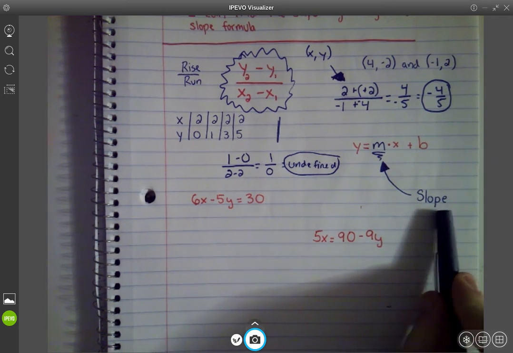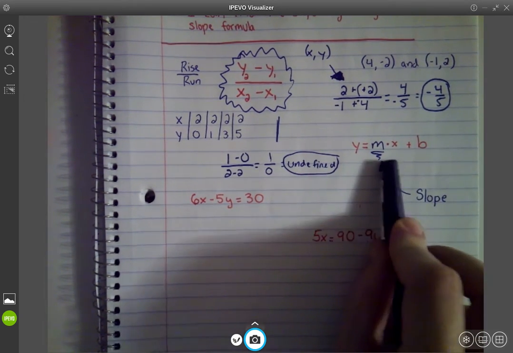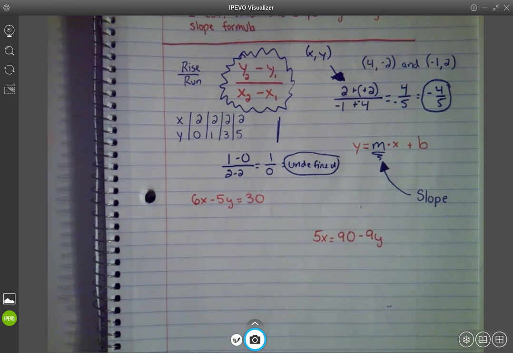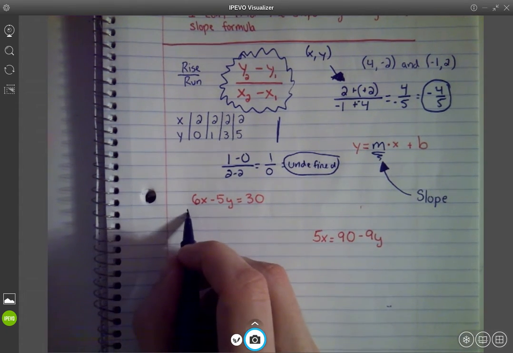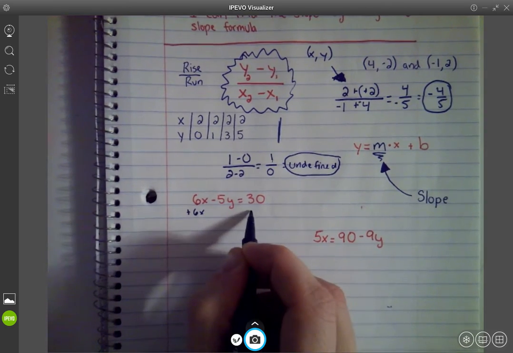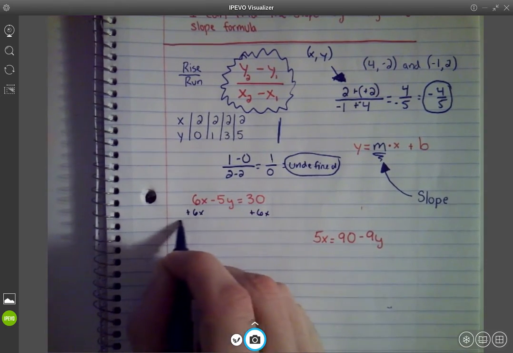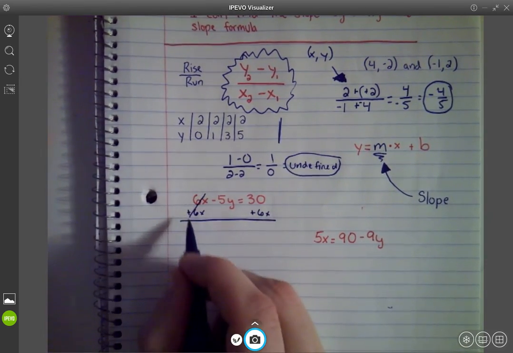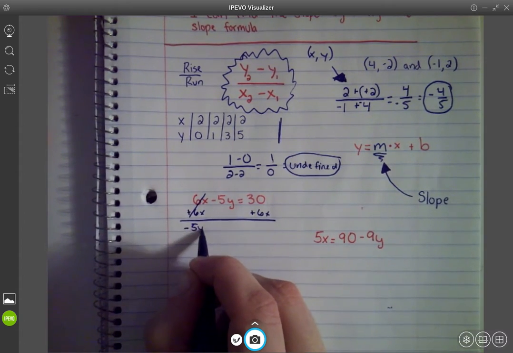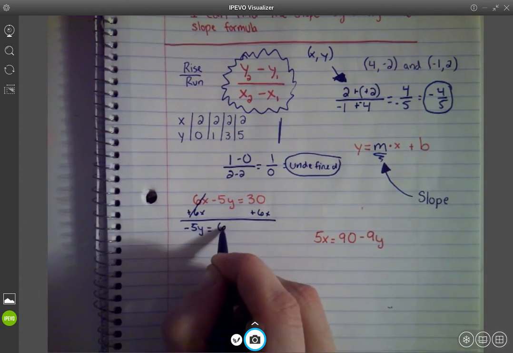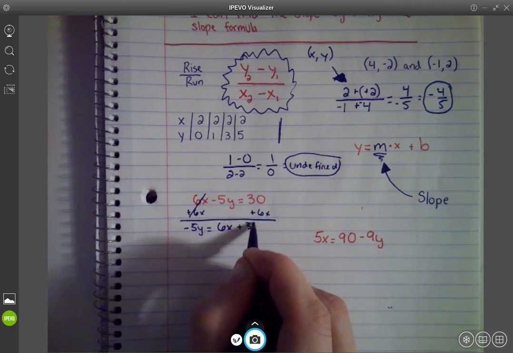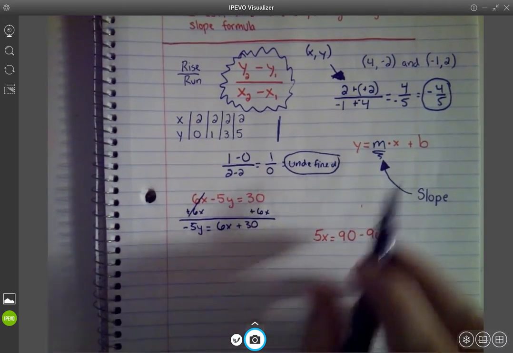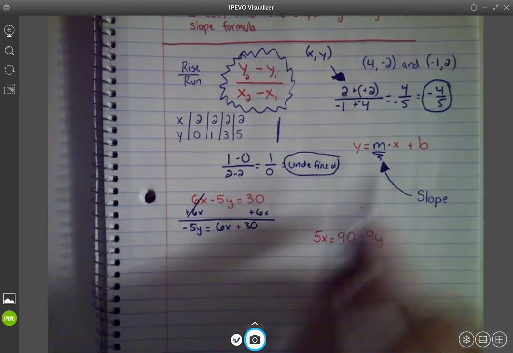Again, for this way, if we're trying to solve for the slope, we want to get it into y equals form. So we're going to start here. We have 6x minus 5y equals 30. So I want to get everything away from that y. So I'm going to add 6x, and I'm going to rewrite this equation. That cancels. -5y equals 6x plus 30. Notice I wrote the x in front just because that's how our equation is written.